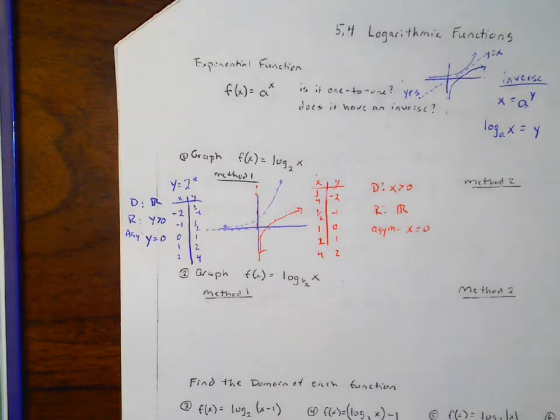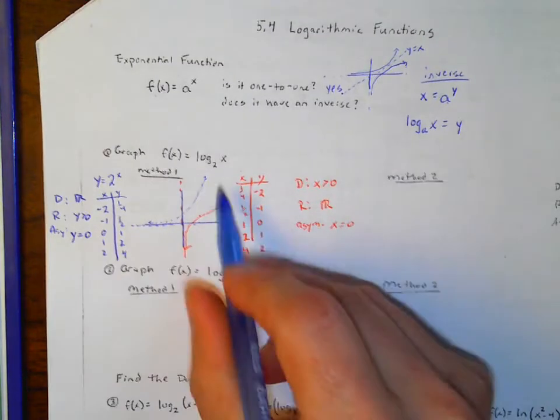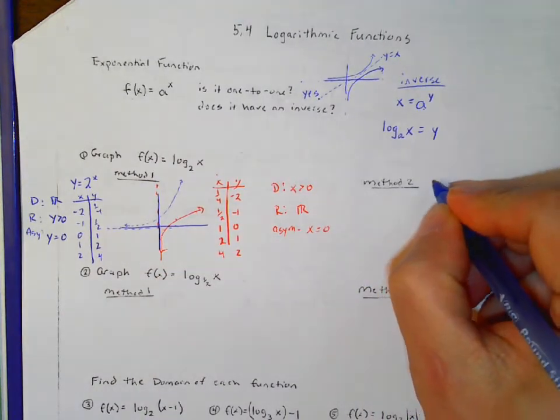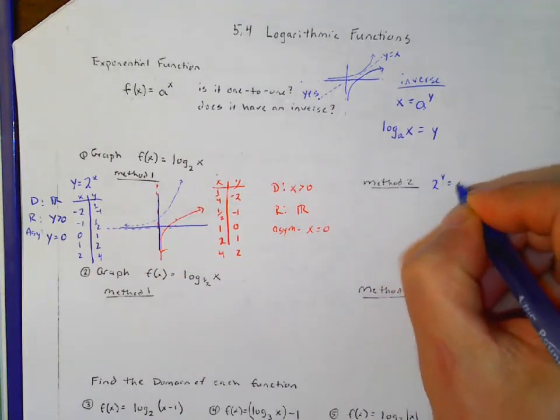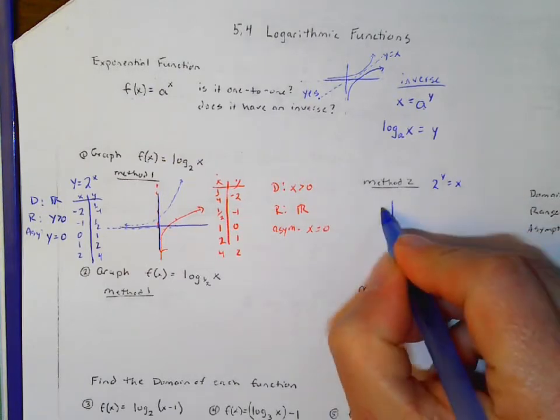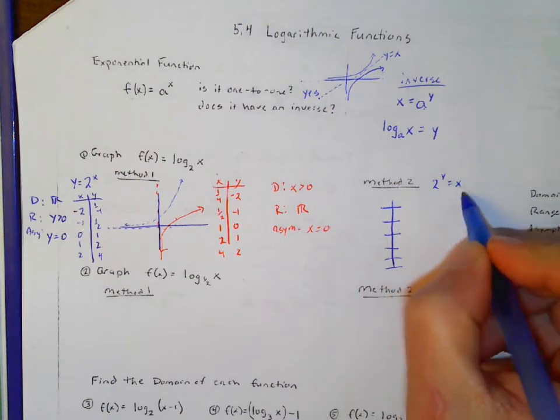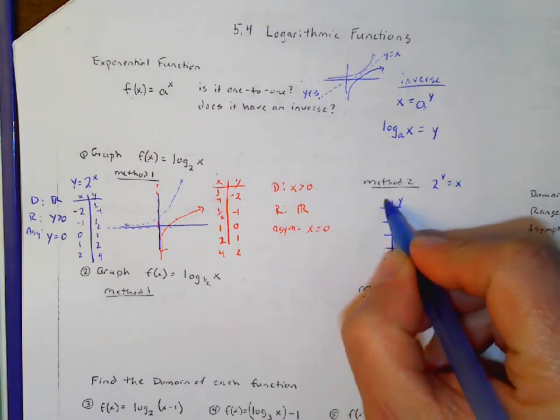The other way you could graph is to change this equation and put it into an exponential form. It'd be the base raised to the outside part equals the inside part. And then you could just take some values and plug them in here. Now it'd be easier to plug them in for the y to see what the x is, right? So we're going to kind of work backwards.